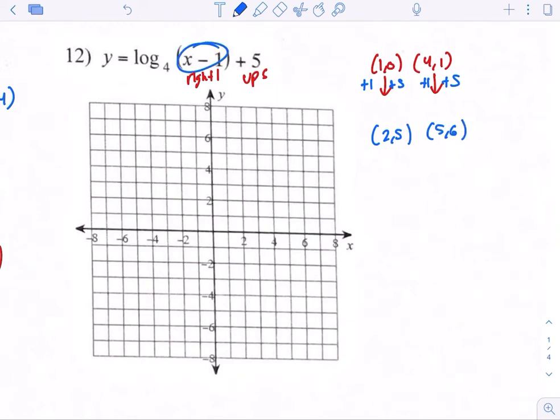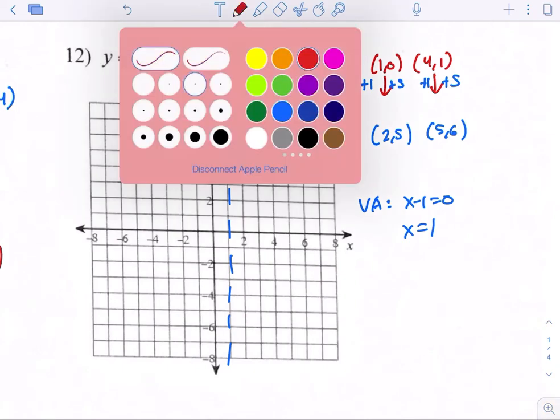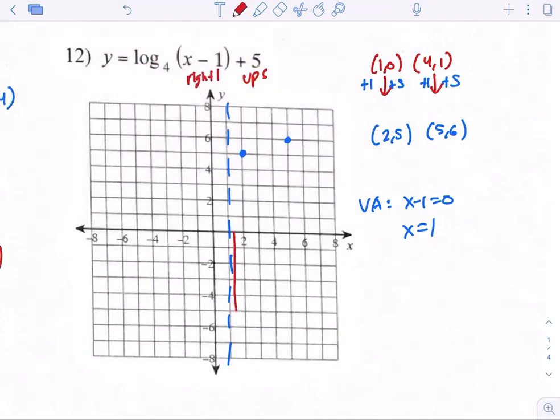Vertical asymptote. Set that equal to 0. So x minus 1 equals 0. X is equal to 1. So x is equal to 1. 2 comma 5 is right there. 5 comma 6 is right there. Graph it along the vertical asymptote and then turn.